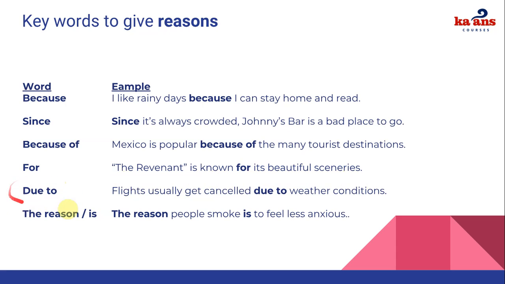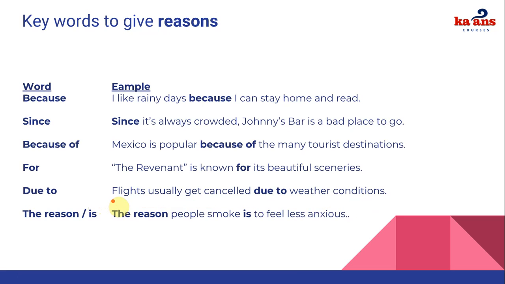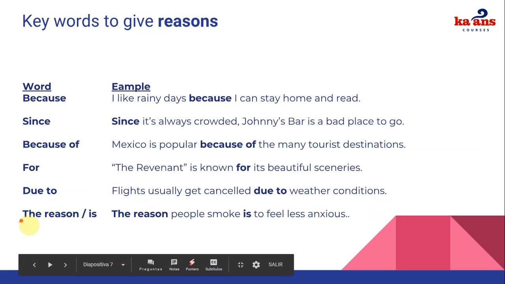Then we have due to, okay, another way to give a reason. So in this case, maybe the question is, why do plane flights get canceled so much? Well, you could say flights usually get canceled due to weather conditions, right? What is the reason? Due to weather conditions. And finally, you could say the reason is. So for example, the reason people smoke is to feel less anxious.